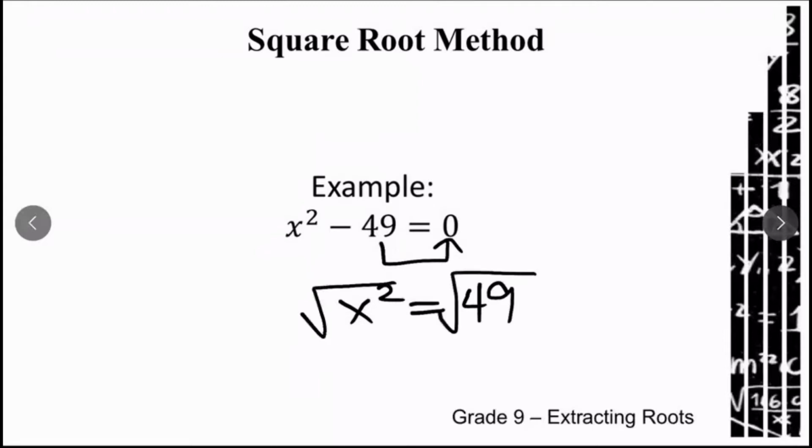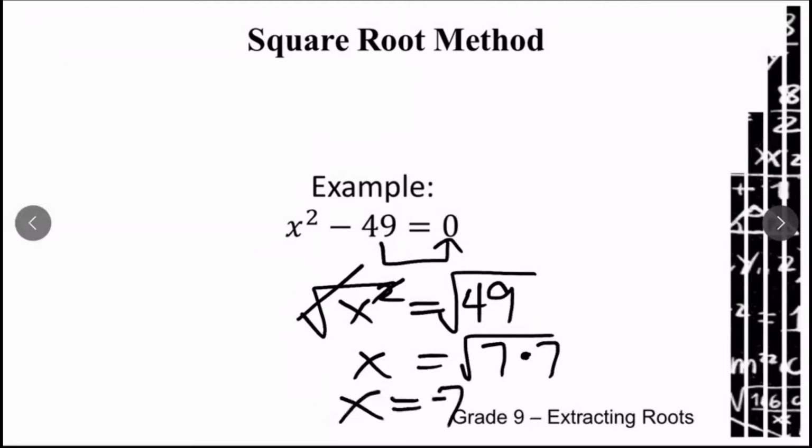On the left side, we can simplify the square root and the square, and the result is x. For 49, we think about two numbers that are the same, and if we multiply them, the answer is 49. So the answer is 7 times 7, or simply x is equivalent to 7. Therefore, that is our answer for x² - 49.